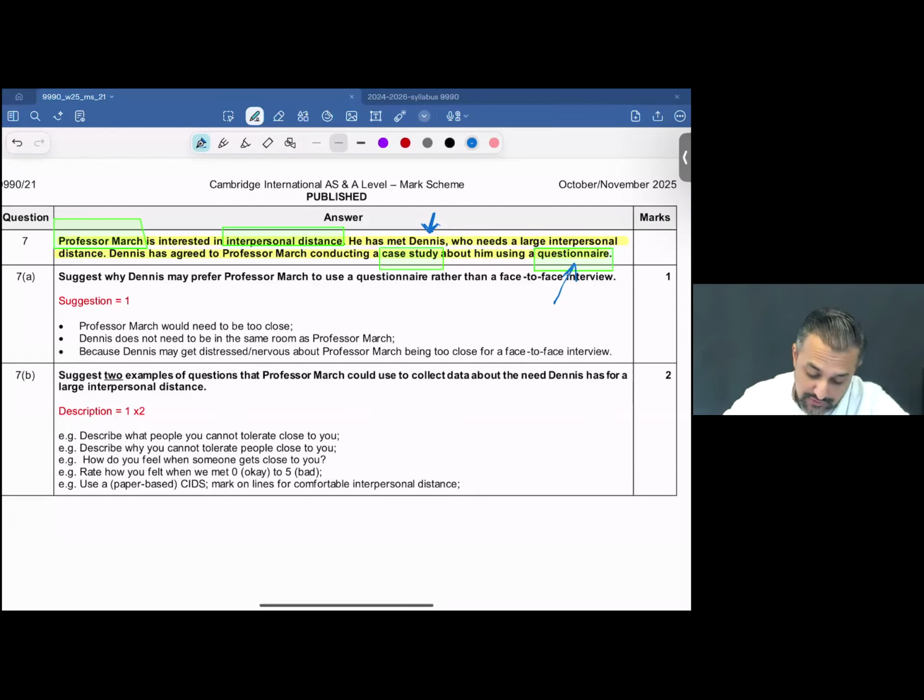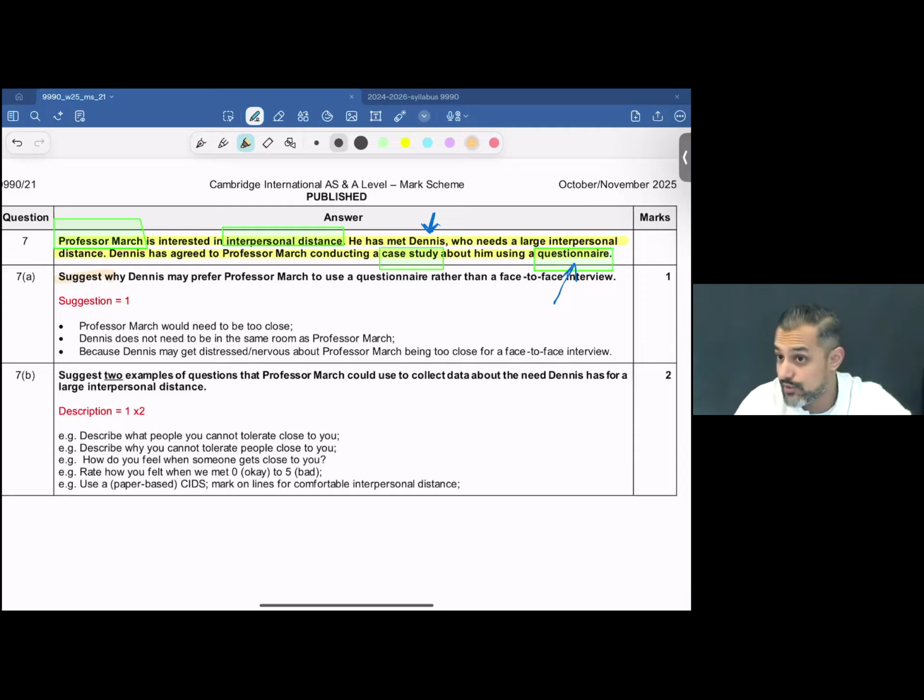Okay, I think I've read this well, but even when I feel I've understood this, I'd like to reread it one more time because I would not want to risk 6 marks. Professor March is interested in interpersonal distance. Okay. He has met Dennis, who needs a large interpersonal distance. Understood. Dennis has agreed to Professor March conducting a case study about him using a questionnaire. Perfect. So, Bismillah ar-Rahman ar-Rahim, let's take this ahead.